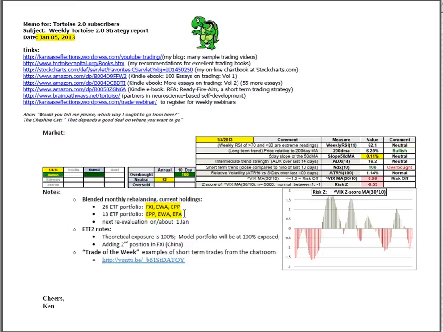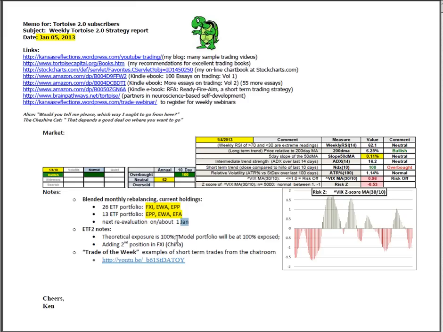The blended monthly rebalancing holdings for the 26 and 13 ETF portfolios, you can see still dominated by the globals. In the 26, it's China, Australia, Asia less Japan. In the 13 ETF, it's Asia less Japan, Australia, and the Euro-Asia blend. That should read 1 February for the next reevaluation. Sorry about that.